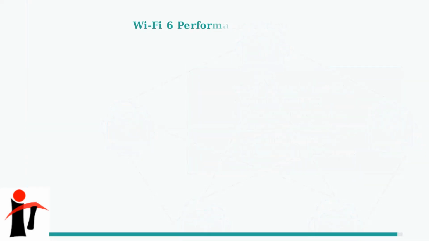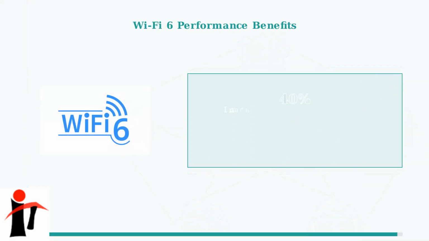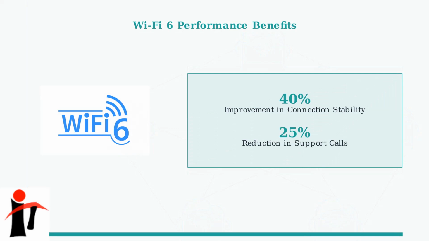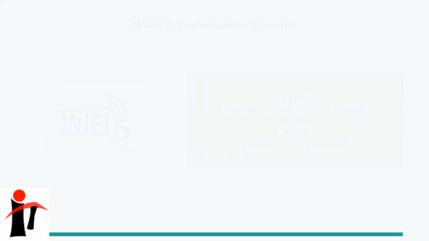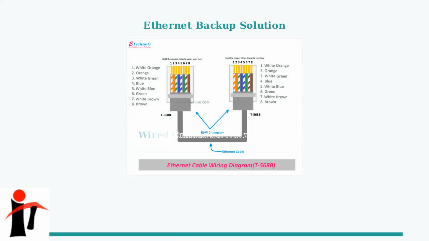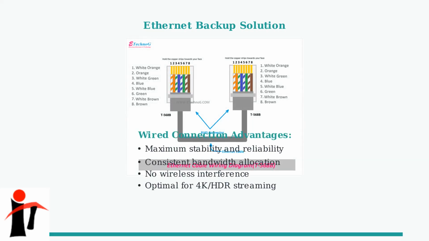Wi-Fi 6 technology has revolutionized streaming device connectivity. Case studies show that implementing Wi-Fi 6 support led to a 40% improvement in connection stability and a 25% reduction in setup-related support calls. If Wi-Fi issues persist, consider using an Ethernet connection as a reliable backup solution. A wired connection provides the most stable and consistent performance for your EE Box Pro.